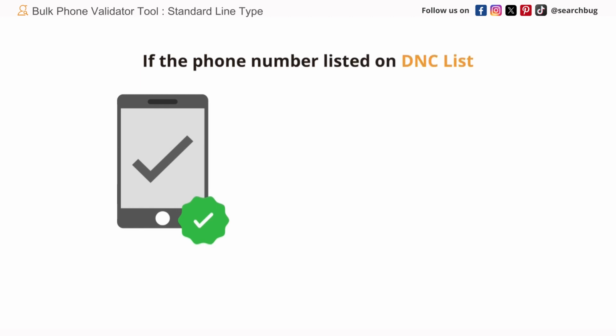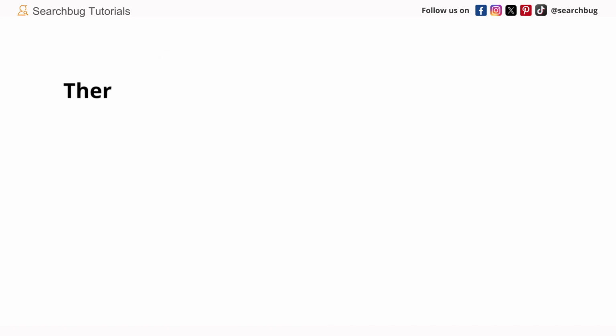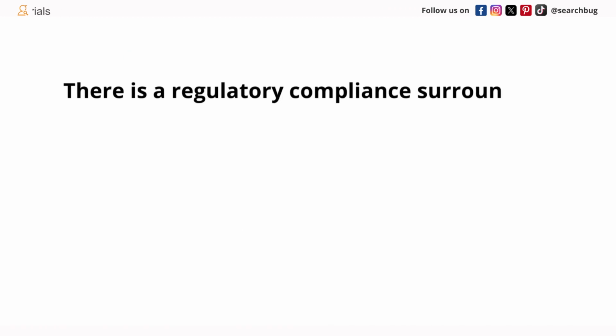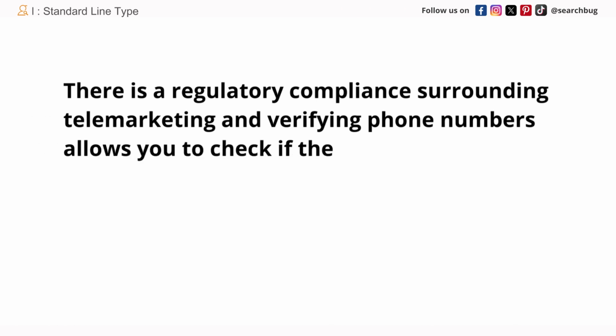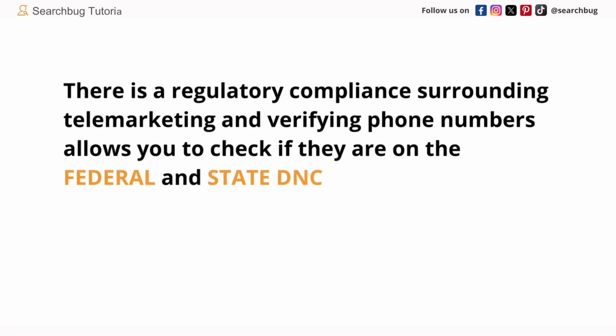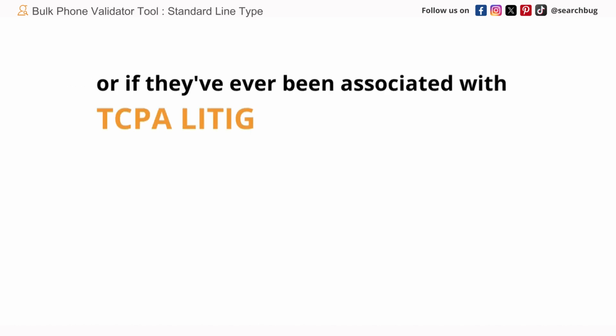It will also tell you if the phone number is listed on the DNC list, because there is regulatory compliance surrounding telemarketing, and verifying phone numbers allows you to check if they are on the federal and state DNC list or if they've ever been associated with TCPA litigation.